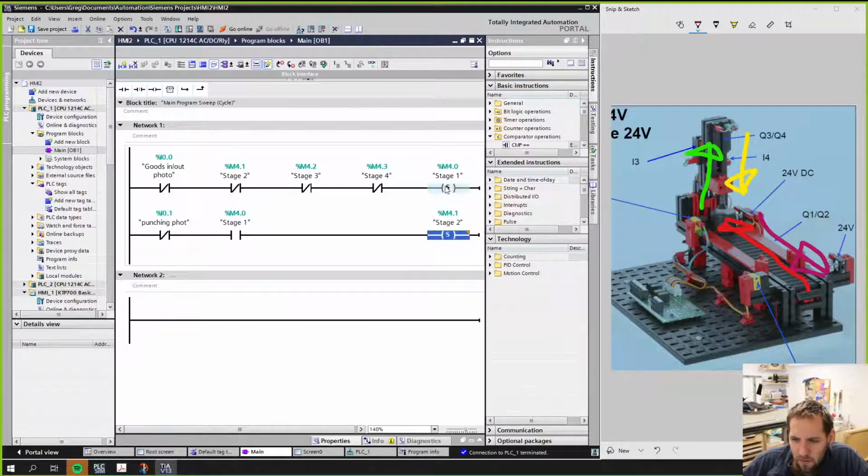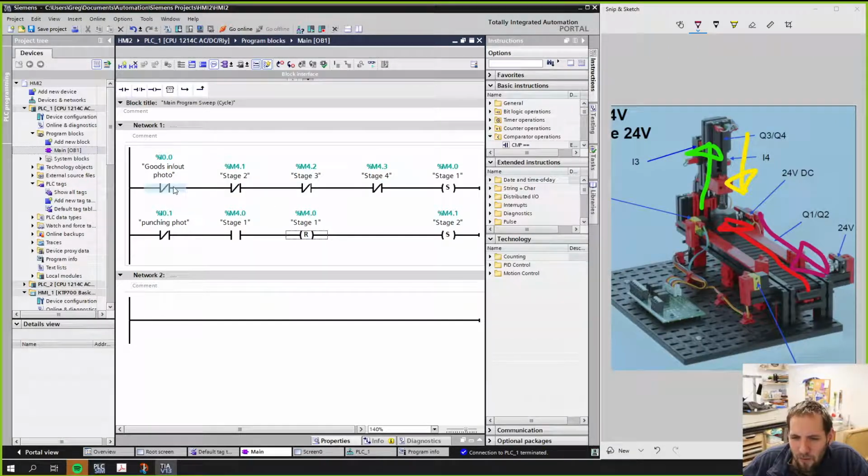We're also going to reset stage 1. This is why I like set and reset so much: you can break things apart. We don't have to latch it. We could do all sorts of nice things here.